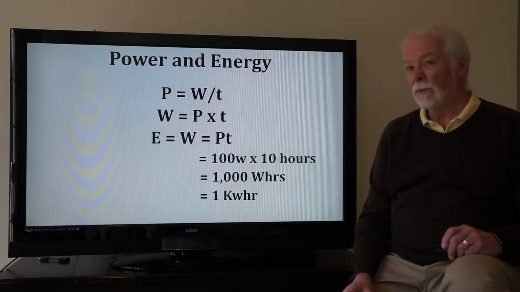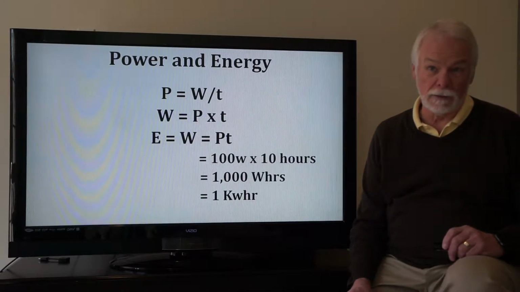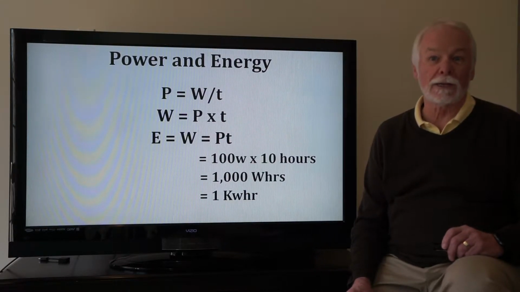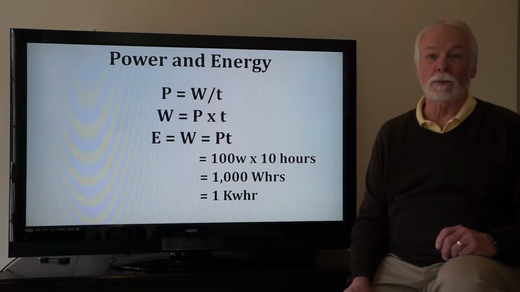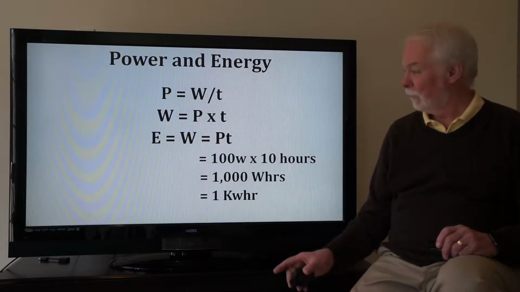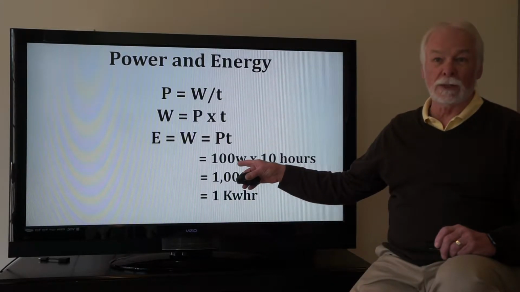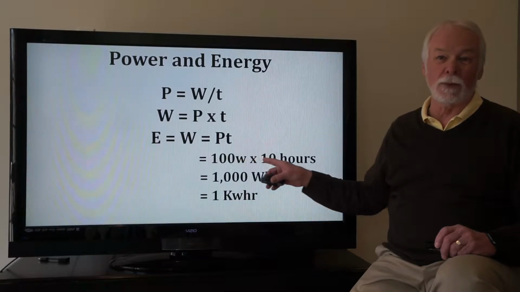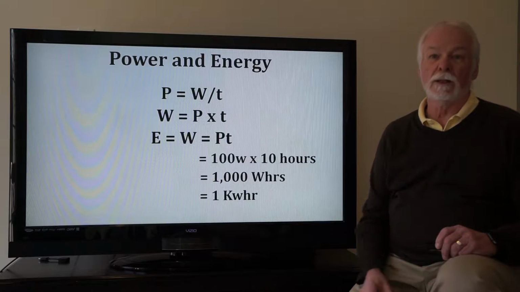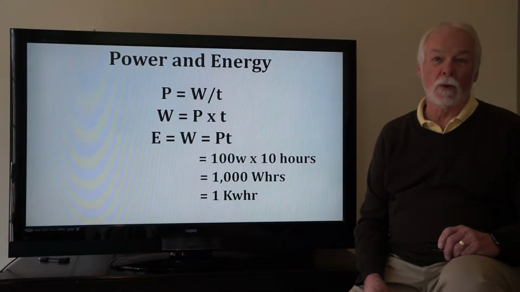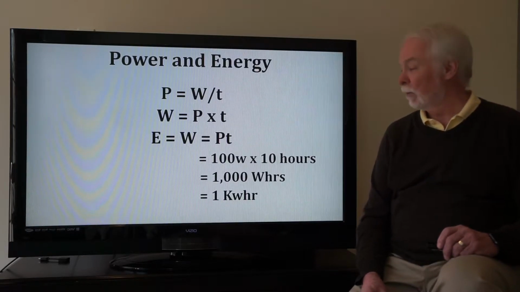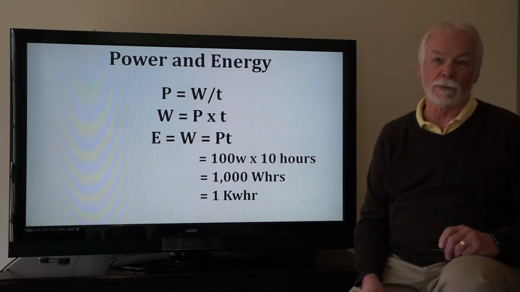Residential customers pay the power company for the energy they consume or the work their electricity has performed for them each month. In our simplified example here, the customer has had their 100 watt light bulb on for 10 hours this month, and therefore they have to pay for 1,000 watt hours, which is equal to 1 kilowatt hour.